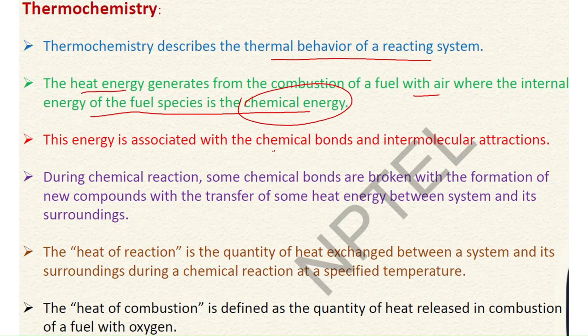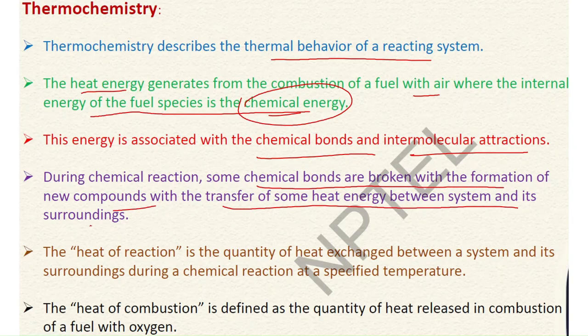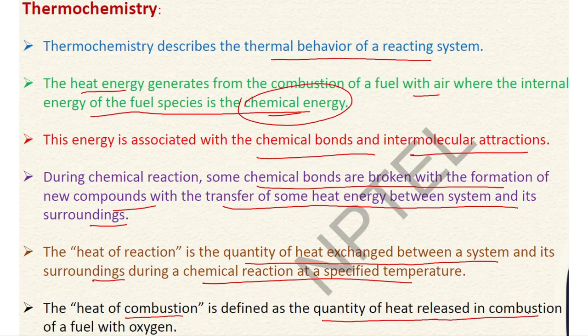This chemical energy is associated with the chemical bonds and intermolecular attractions present in the fuel structure. During chemical reactions, some chemical bonds are broken with the formation of new chemicals and with the transfer of some heat between system and surroundings. The heat of reaction is the quantity of heat exchanged between a system and surroundings during a chemical reaction at a specified temperature. The heat of combustion is the quantity of heat released in the combustion of a fuel with oxygen, because combustion is an exothermic reaction, so heat is always released.